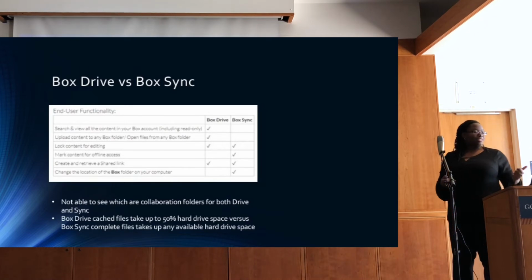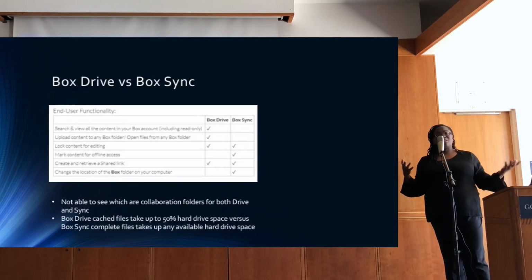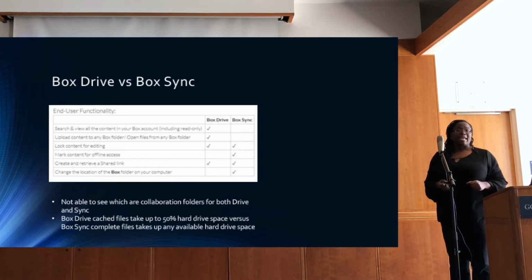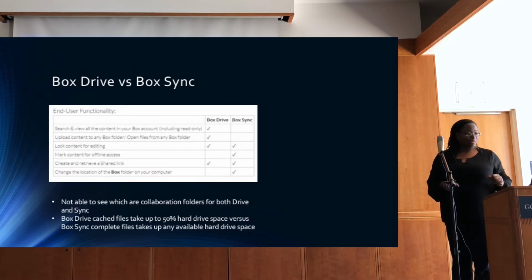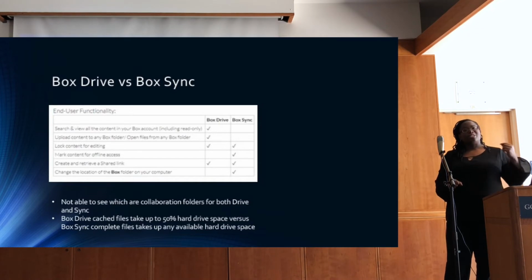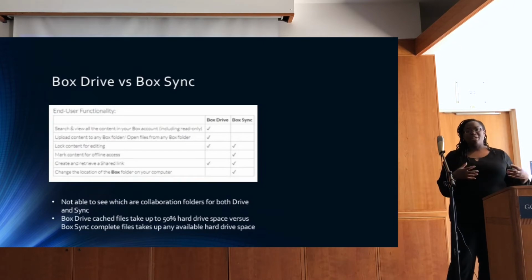So one of the disadvantages, which is also the same for Box Drive and BoxSync, is that when you look at your BoxSync or Box Drive folder on your computer, you can't tell which folders are shared, which ones were collaboration folders that were shared with you, because they're all yellow folders or blue folders depending on which operating system you're using. So this is one feature that we've recommended to Box to make available, so then it becomes truly more like a department folder on our servers.